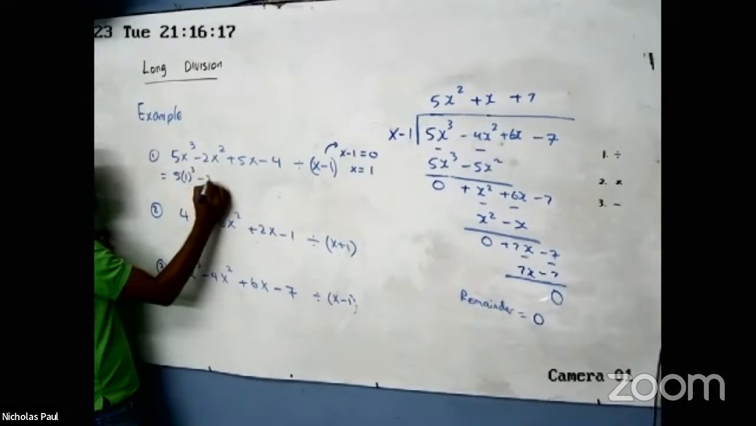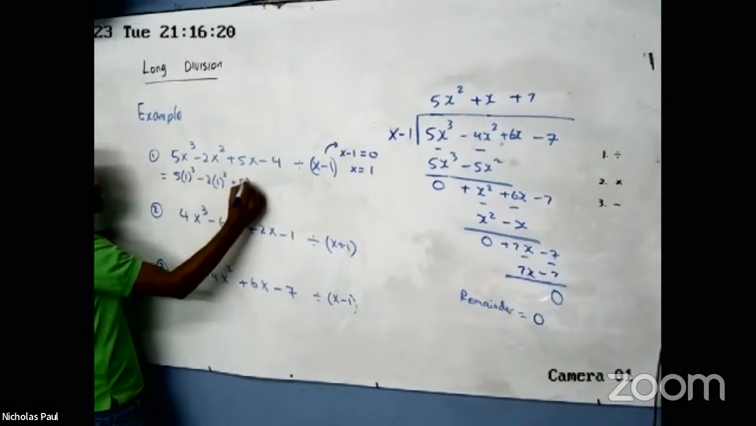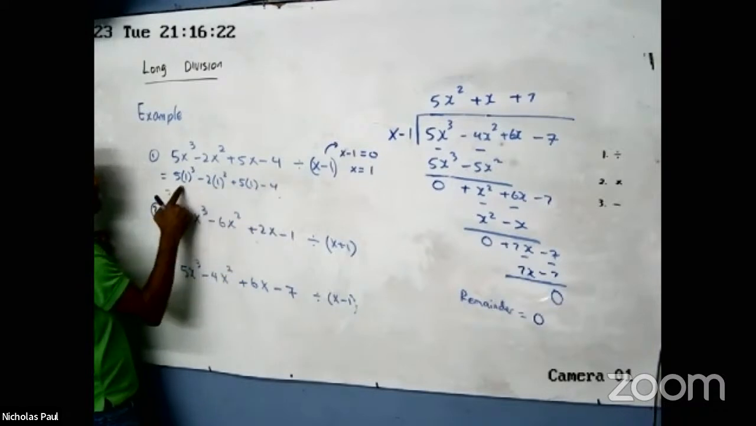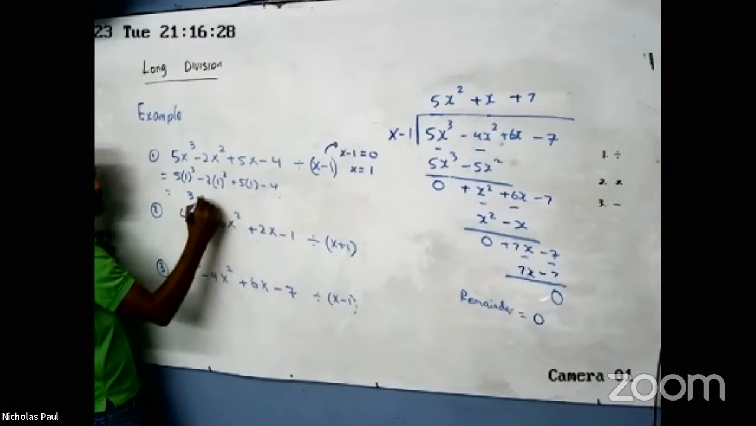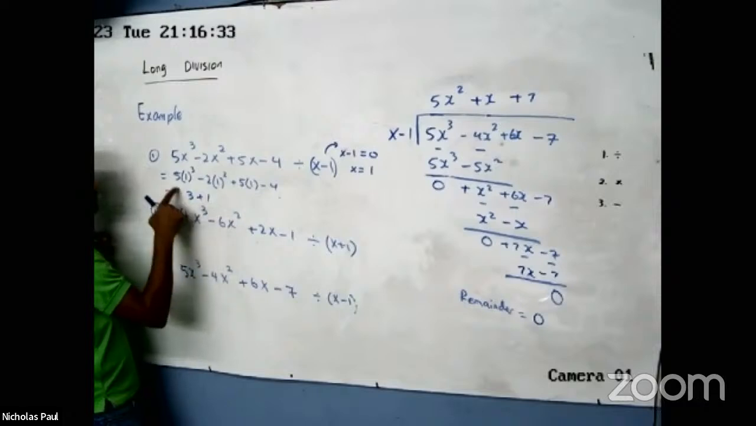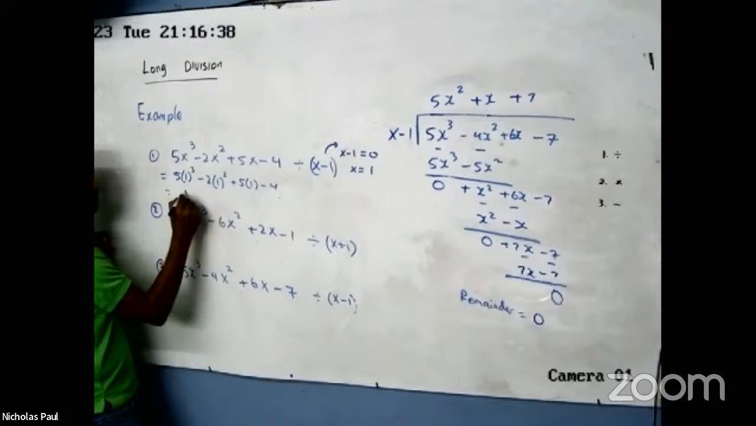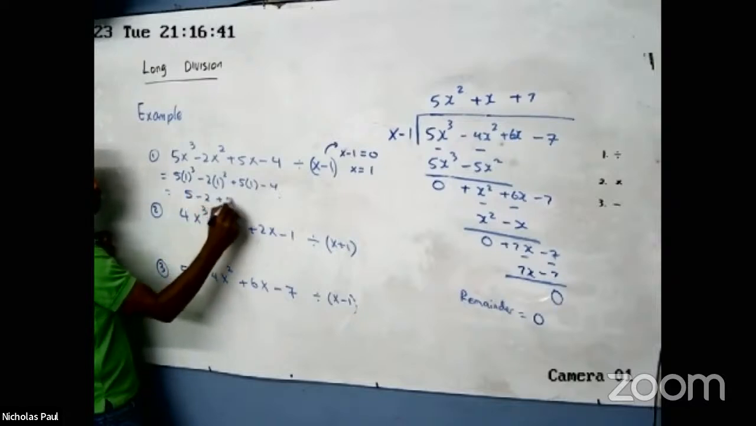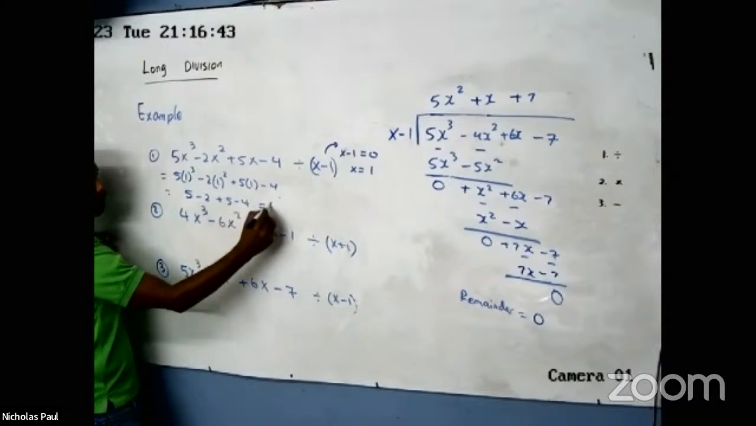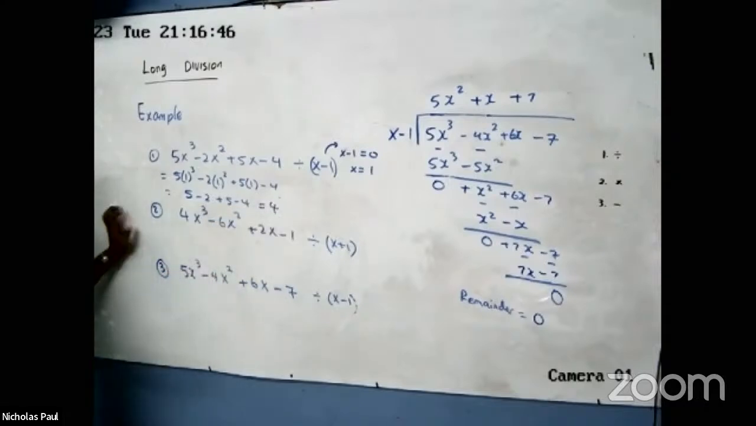This is 1 cubed minus 2 by 1 squared plus 5 by 1 minus 4. 5 minus 2 is 3. 3 plus 5 minus 1 is 2. Again, the first one, get back and see. First one we did, what was the remainder? 4.